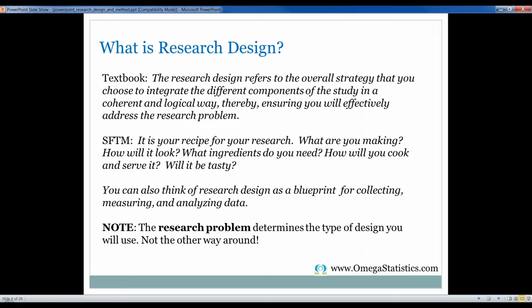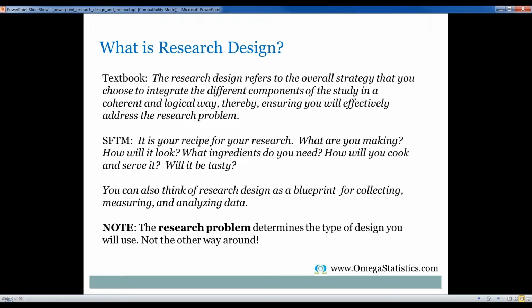So the textbook, I always like to show the textbook and then kind of make it a little bit simpler. The textbook definition of research design is it refers to the overall strategy that you choose to integrate the different components of the study in a coherent and logical way, thereby ensuring you will effectively address the research problem. The Stats for the Masses definition: think of design as your recipe.